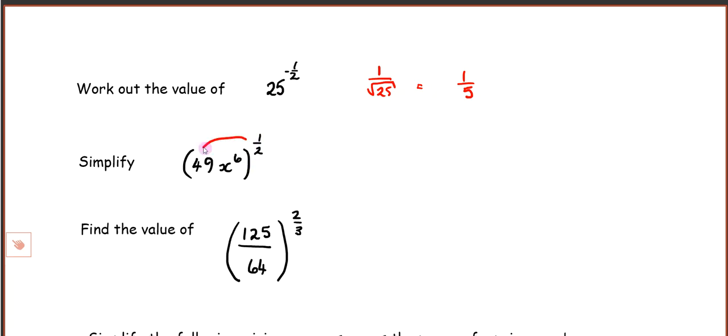This one, we start doing the distributive stuff. It's the square root of 49, that's the half, multiplied by x to the power of 6 multiplied by the half. 6 multiplied by the half. Square root of 49, because I used the half as a square root with numbers. So that gives me 7x to the power of 3.